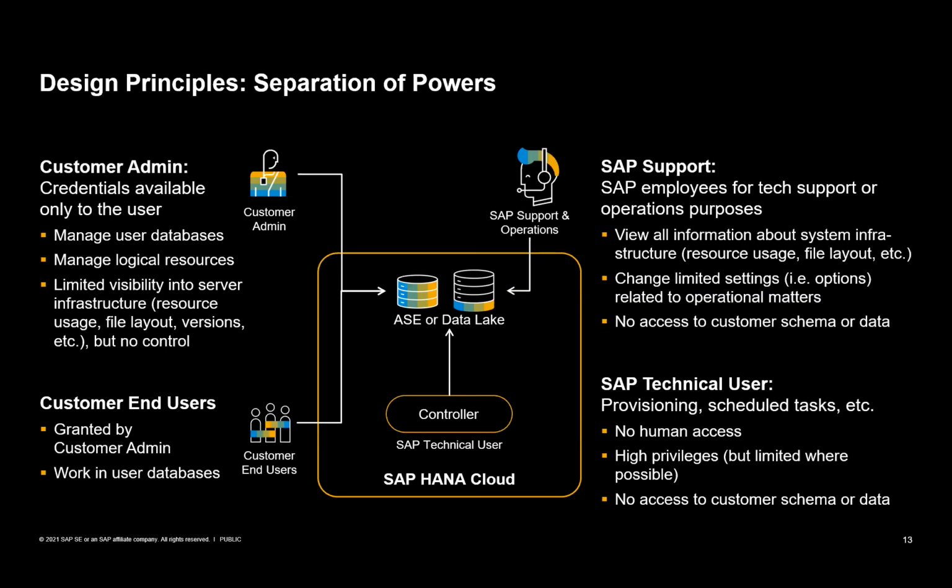This account can look at system infrastructure, how it's laid out. It can make some changes about operational matters. Again, it has no access to user data, but it gets to look inside, see what's going on. So I hope that's a quick scan around design principles and how we've tried to separate things. And as you'll see, it's the same for ASE and IQ, same for IQ and HANA. We've tried to be standard across the different database services that we're providing.